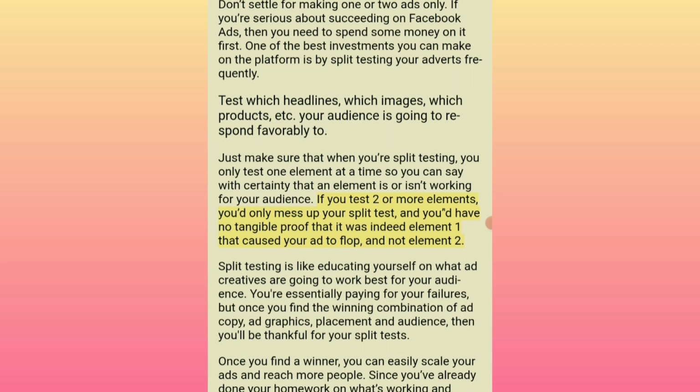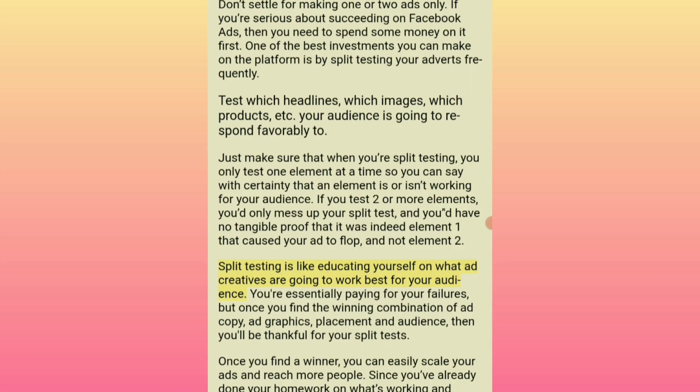Once you find a winner, you can easily scale your ads and reach more people. Since you've already done your homework on what's working and what's not, then in your future ad campaigns you'll be able to use your well-optimized and high-converting advert and pay for it with fewer dollars per conversion.